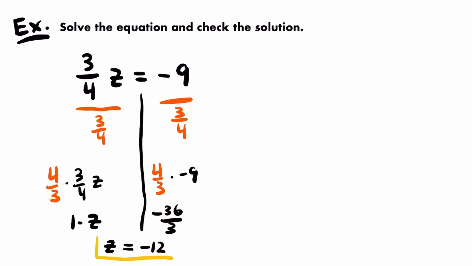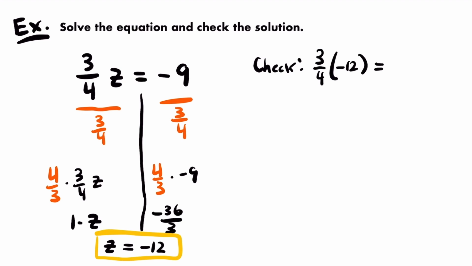And so that's the solution to this equation that we found here, but let's actually see if it is the solution. Let's check it. What we want to do is plug that value for z that we found back into the equation. So we'll have 3/4 times z, but where z is -12. And we should get -9 if -12 is a solution. Okay, so we'll have 3/4 times -12, and that will be equal to -9, or at least we're hoping it will be.